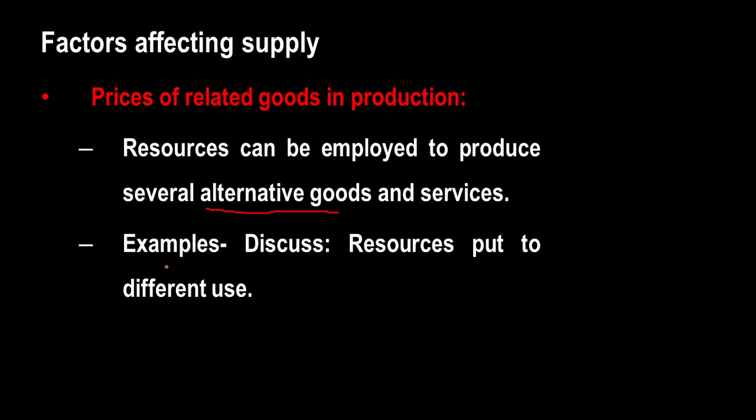Okay, suppose there are two commodities X and Y. If price of X goes up, then the producers will be motivated to produce Y. So resources will be diverted from the production of Y to X. So this way the supply of X will fall down, right? That is the logic here. That is the relation between prices of related goods in production and the supply. Okay, I hope you understood the concept.